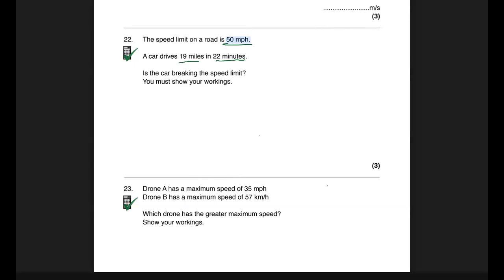So what is the speed? So that gives you 19 divided by 22. Sorry, we convert 22 minutes to hours first. So 22 divided by 60 is what? You put that one on your calculator. 22 divided by 60.